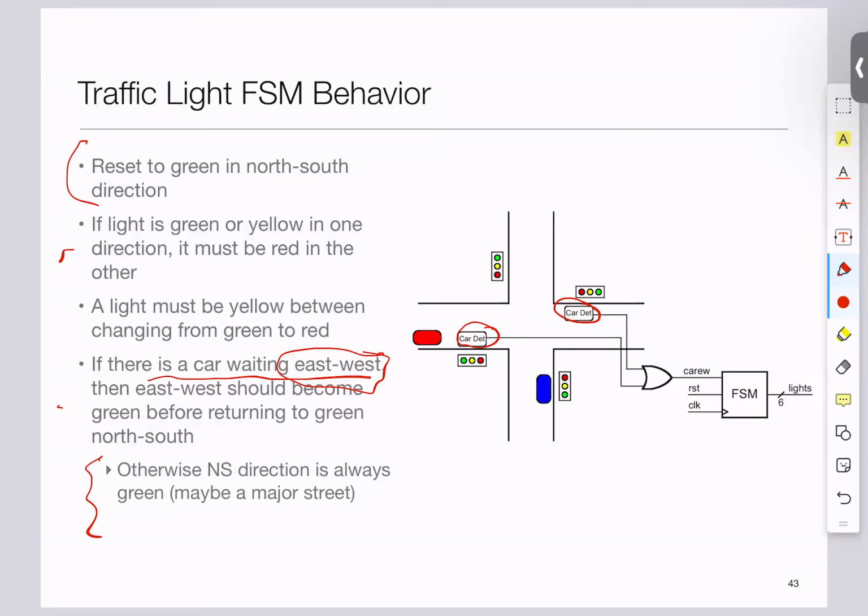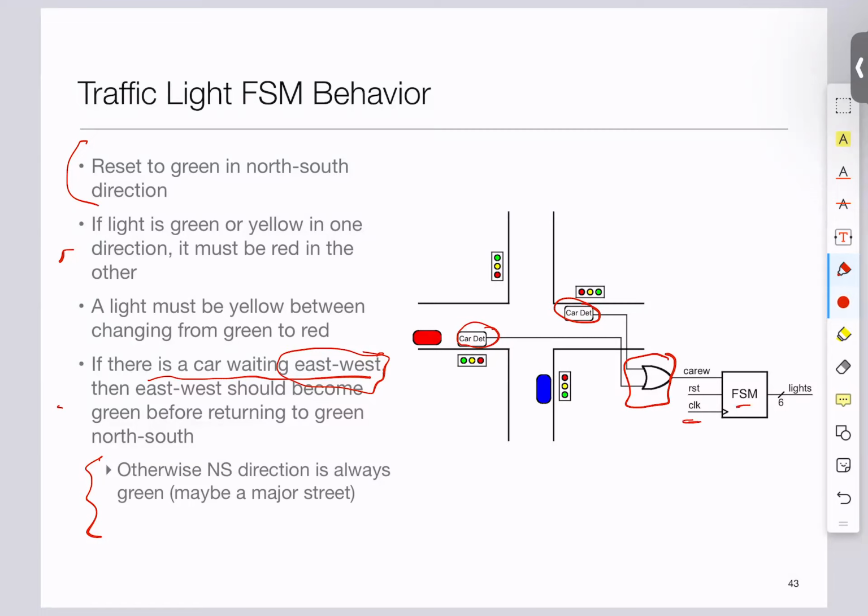So north-south direction is always green. It's the major street, but whenever the sensor reports there is something on east-west, then we have to do something. So this is why you see that there is an OR gate, which is basically combining the output of the two sensors and saying there is something on east-west. So the finite state machine is going to look at that and do its job.